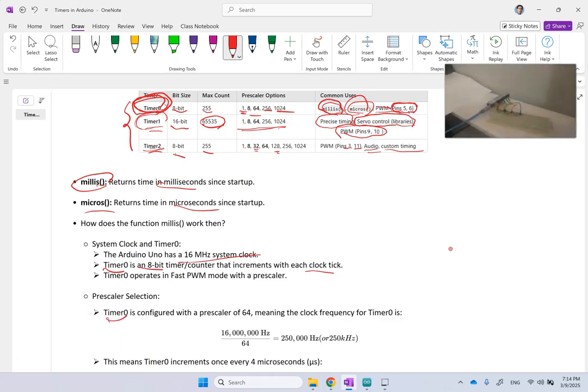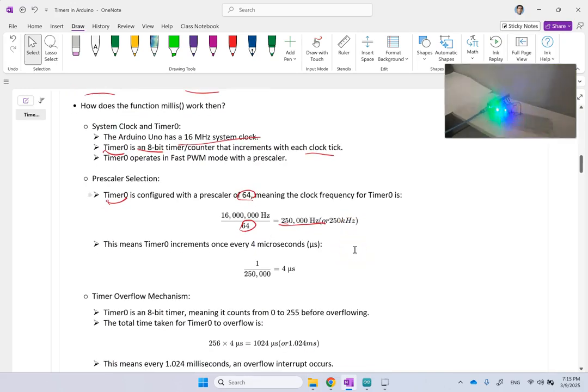So how do we do it? We're going to use timer 0 with a 64 prescaler. So first we slow down the clock by 64. And then, as you can see, this is the hertz. If you divide 1 by the hertz, you get the period of the signal. The period is 4 microseconds. So you see that every time timer 0 counts 1 up, the time it takes is 4 microseconds. So if I multiply this by 250, that is going to be 1,000 microseconds or 1 millisecond.